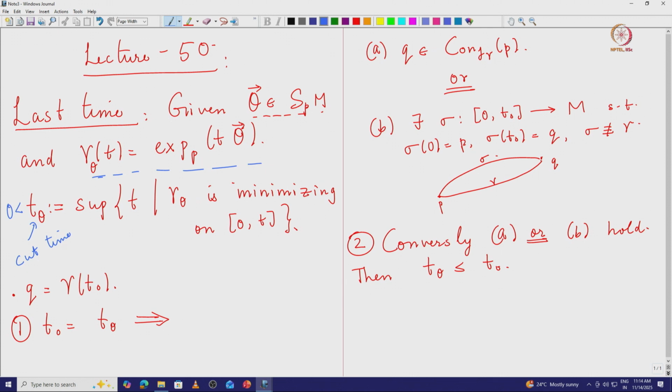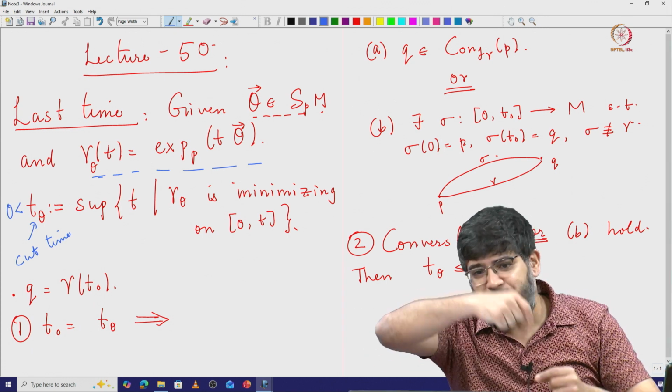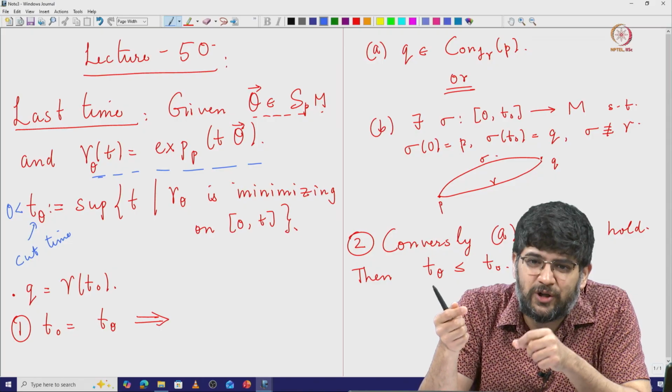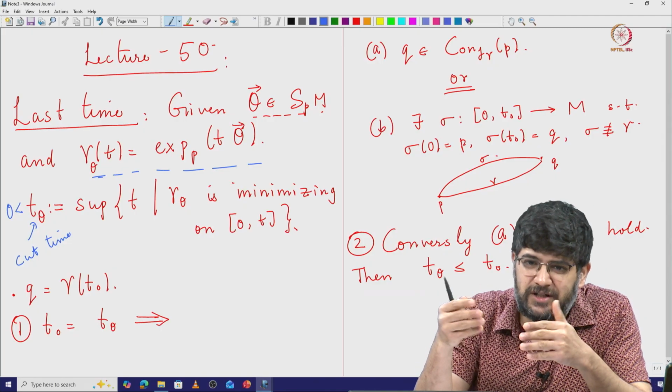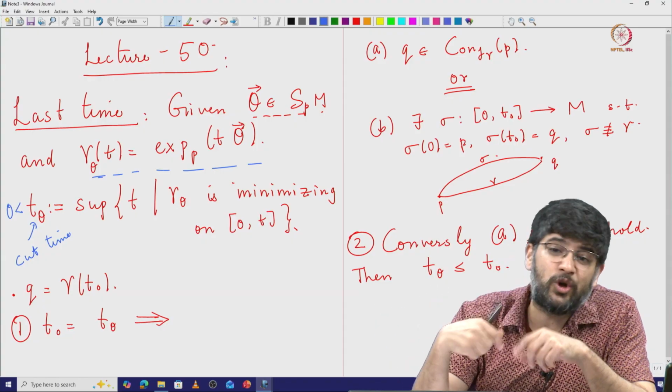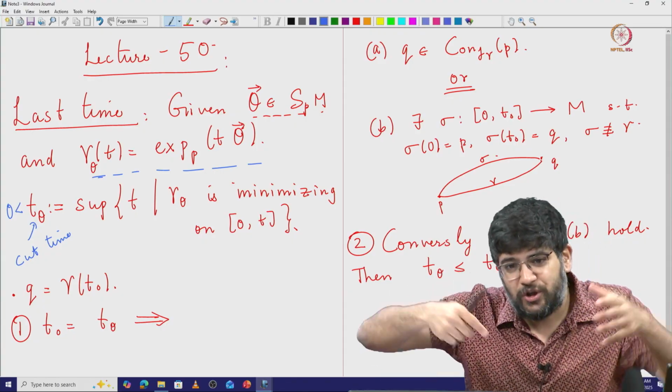So the point is, how do we get a characterization for this cut time t theta. Let us say we have some t naught so that q is equal to gamma of t naught. Then we had this important proposition: suppose t naught is the cut time, then we have the following two possibilities: either q is a conjugate point, or you have another geodesic sigma which connects p to q. So the only way that your gamma can stop minimizing is if one of these two conditions holds: either you encounter a conjugate point, or you encounter a point where two geodesics come together.